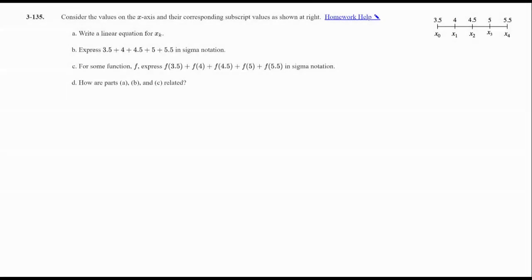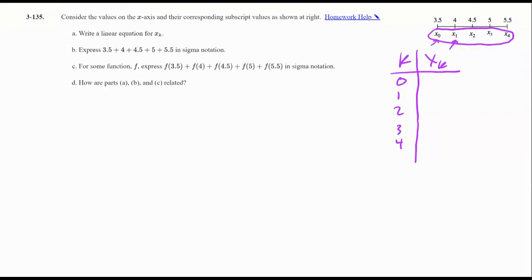You're asked to consider the values on the x-axis and corresponding subscript values shown on the right. So we're asked to write a linear equation for x of k. So remember here, I'm going to write this into something maybe you see as more familiar, because really I can rewrite this as a table where k is all of these little values, right? So 0, 1, 2, 3, and 4. And then x of k is equal to all of these values here. So I got 3.5, 4, 4.5, 5, and 5.5.